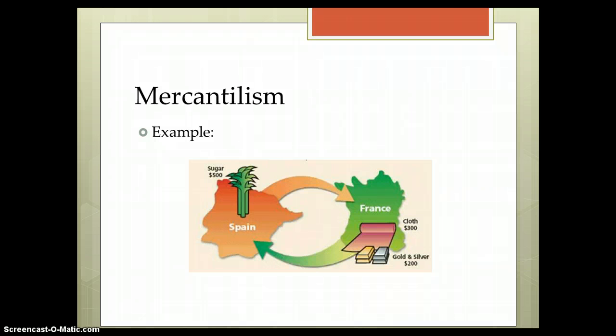So the goal of a country is to find a colony that has a much needed resource, a resource that has a lot of demand out there, and a resource that's very expensive. So in return, a country like Spain or England or any country can gain gold and silver back in return.